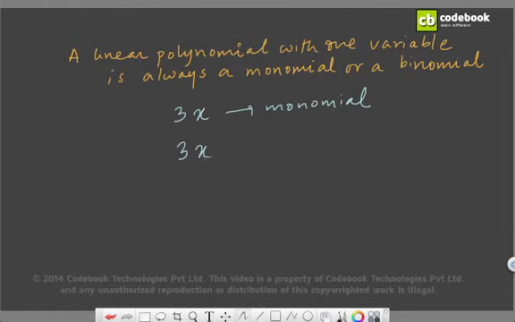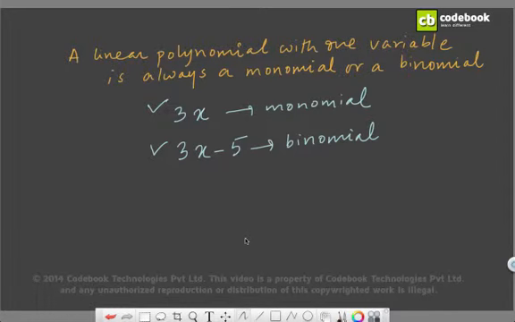Or you can have a constant term like this, 3x minus 5. The degree of the constant is 0, and the degree of the first term is 1. So the degree of the polynomial is 1, which means it is a linear polynomial. But the number of terms in this polynomial is 2. So this is a binomial.